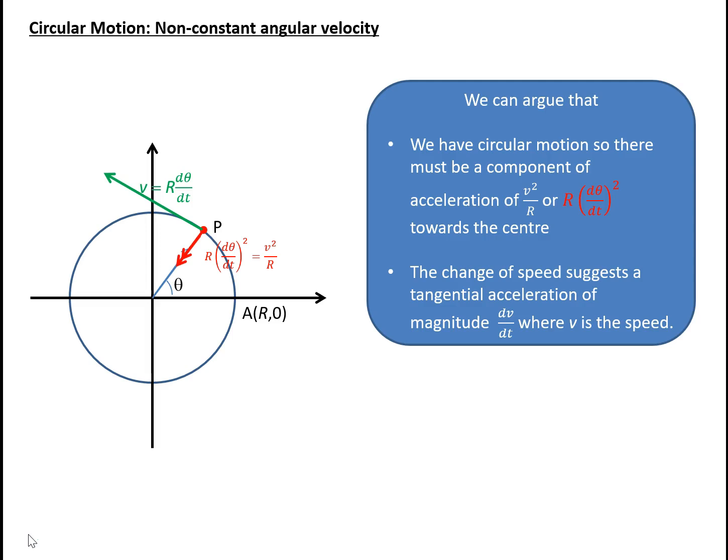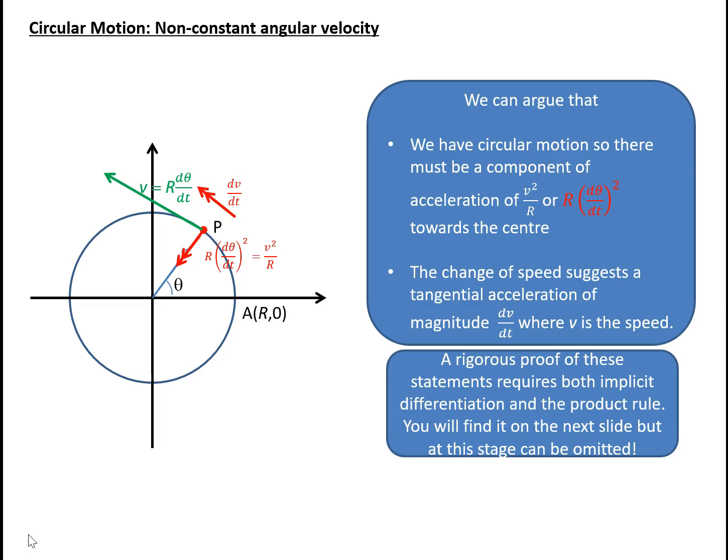And because the speed is changing as we go around the circle, it suggests that there ought to be a tangential acceleration of magnitude dv by dt, where v stands for the speed. Now, proving these results rigorously, rather than doing what we've done so far, which is really just a hand wave at it, requires quite a bit of implicit differentiation and product rule work.